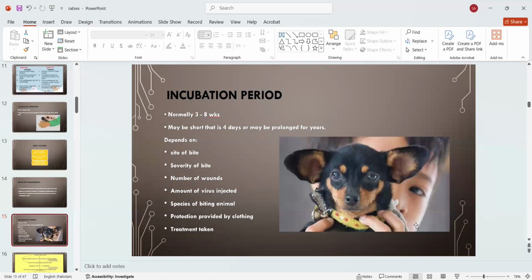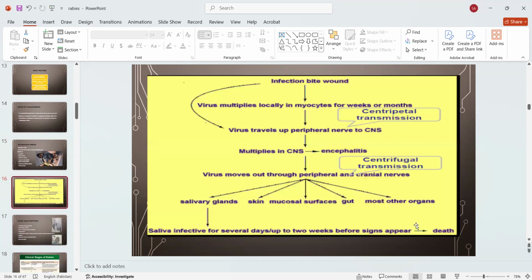Incubation period. It is normally 3 to 8 weeks, may be short, that is 4 days, or may be prolonged for years. It depends on the site of the bite, severity of the bite, number of wounds, amount of virus injected, species of biting animal, protection provided by clothing, and the treatment taken.